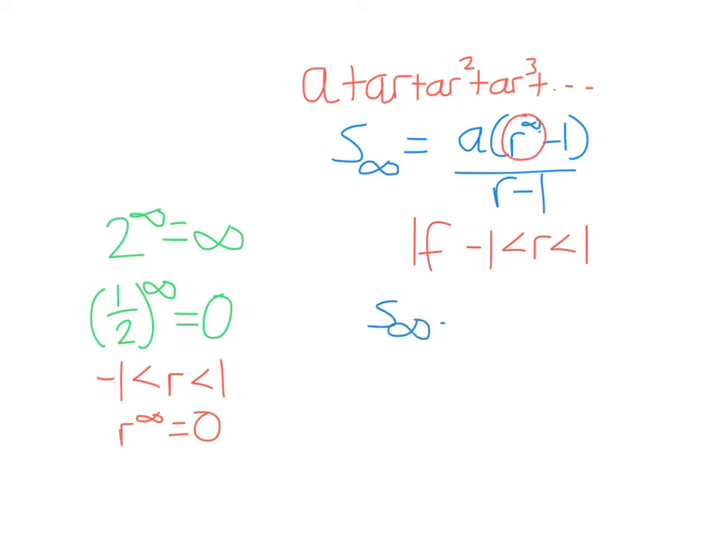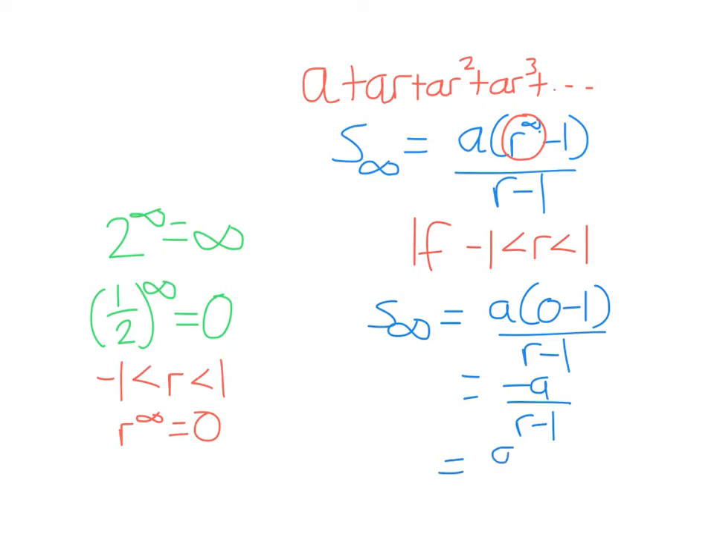So this becomes a times 0 minus 1 over r minus 1. So that becomes minus a over r minus 1, probably easiest if we multiply each side by minus 1. So this is the formula: S infinity, the sum of infinitely many terms of a GP, is a over 1 minus r. But it only works if r is between minus 1 and 1.